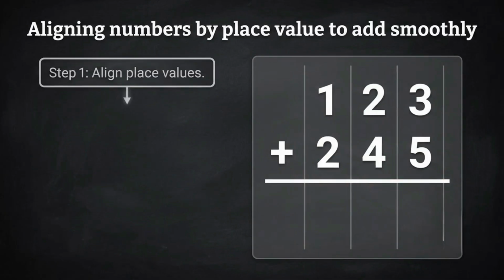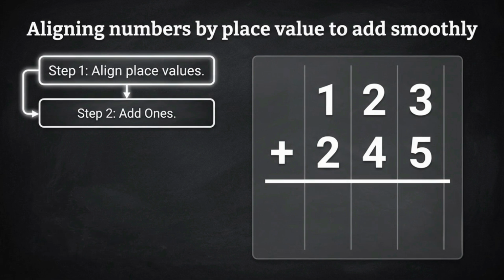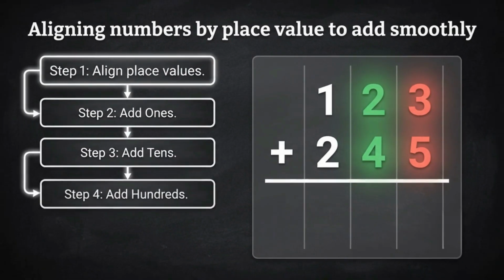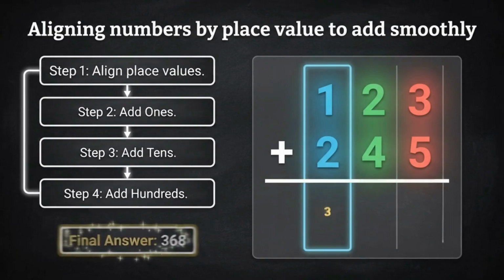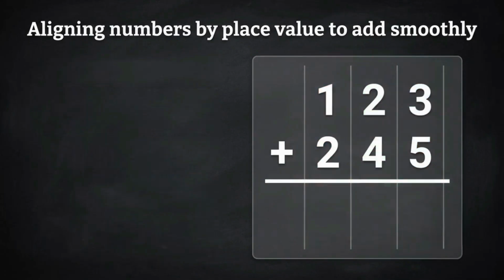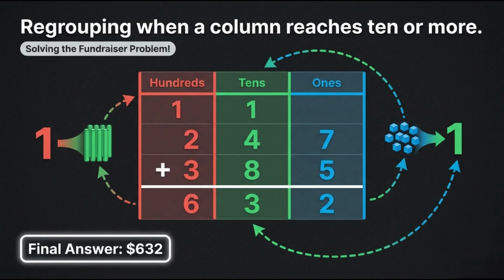Step 1, we always align our numbers by their place value. Step 2, we start way over on the far right and add the ones. And step 3, we simply move to the left, adding the tens and then the hundreds. Easy, right? So for step 1, we organize the numbers just like you'd see on a math worksheet. The ones are right over the ones, the tens are right over the tens, and the hundreds are directly over the hundreds. Okay, moving right along to section 3, mastering the regrouping rule.